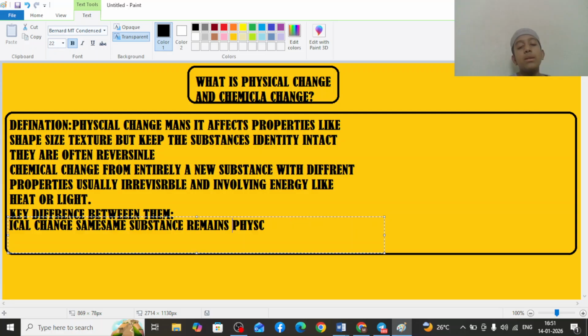Now, in a chemical change, the substance forms a new substance. It means chemicals react and cause an effect and reaction. Due to that, the substance changes and evolves, and they will form a new substance. A new substance gets formed.